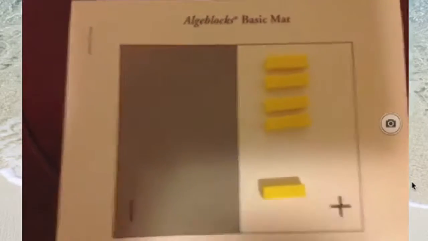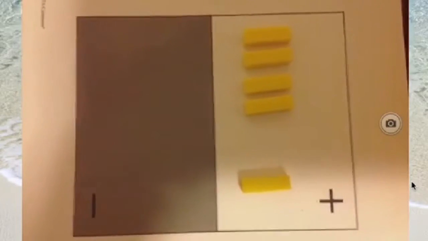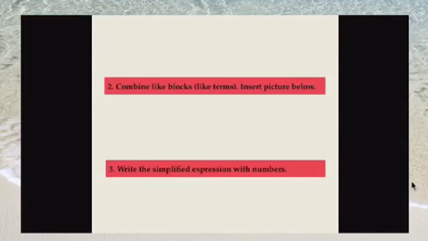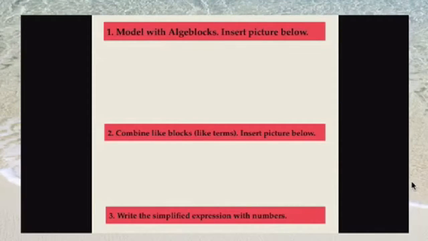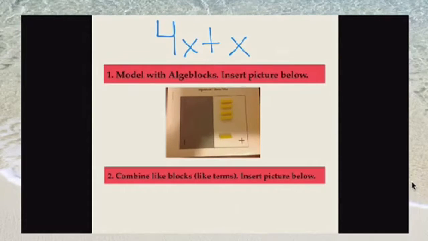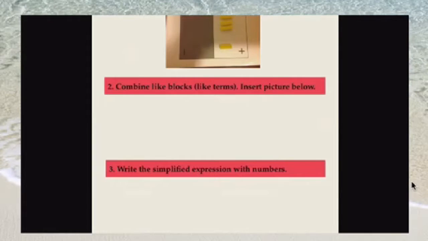Okay, now I'm going to go ahead and take a picture of this. So you should be doing this on your own mat and take your own picture. And we're going to drop that into GoodNotes. Okay, here we go. So we've got our beginning expression now. This is what it looks like, 4x plus x, before we simplify it. Now our next step is to combine like terms and take another picture.